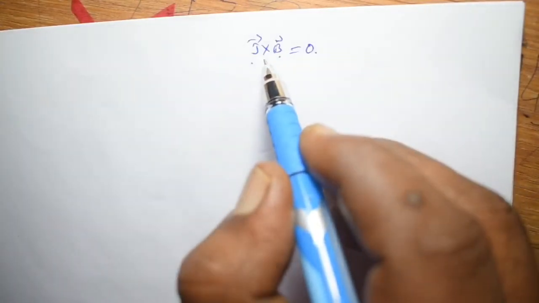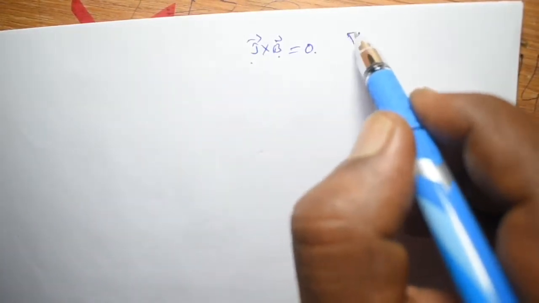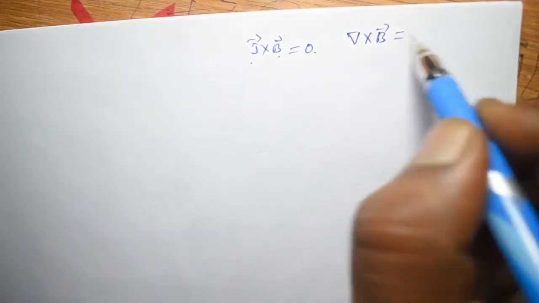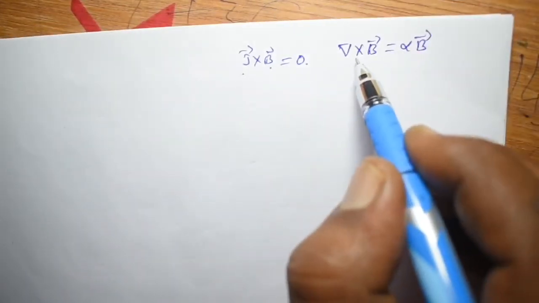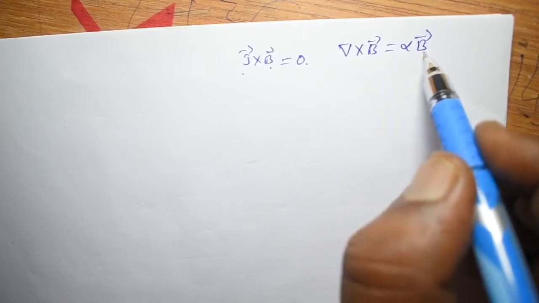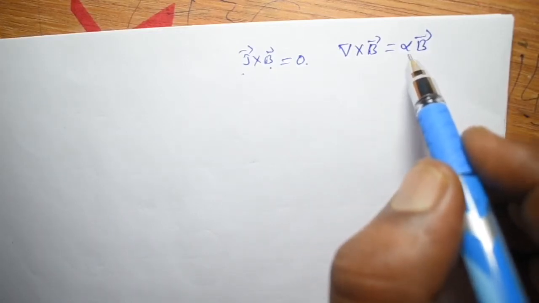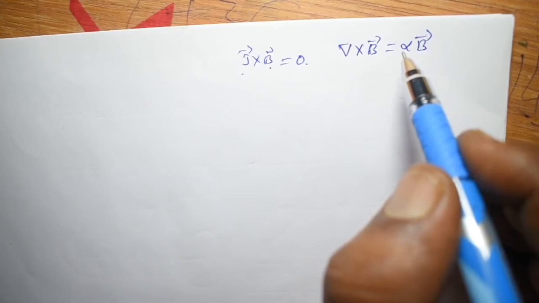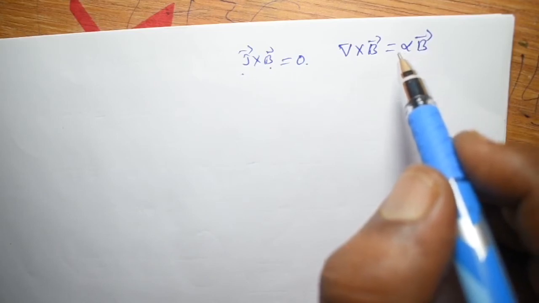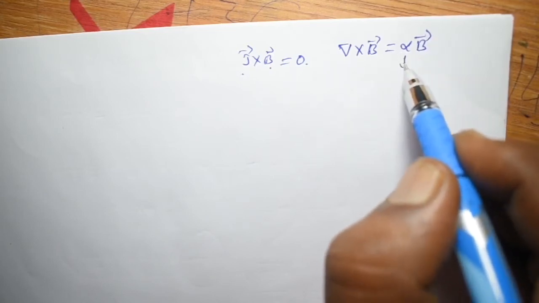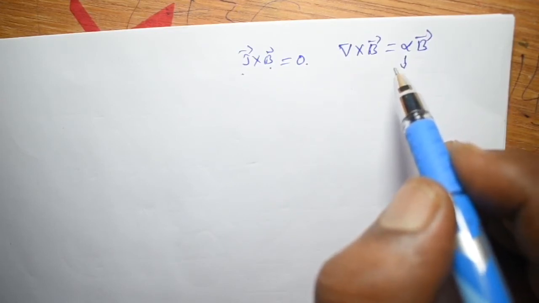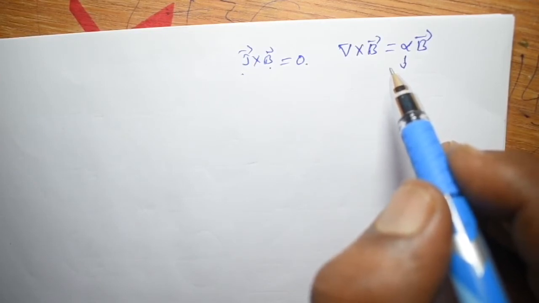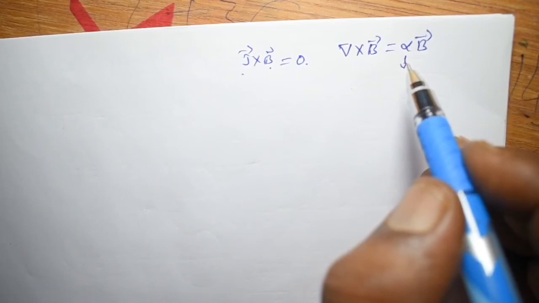Using this concept, we proved one equation, del cross B is equal to alpha into B, where alpha is a proportionality constant. The speciality of the proportionality constant alpha is that it must be either purely a constant or a function of both position and time.